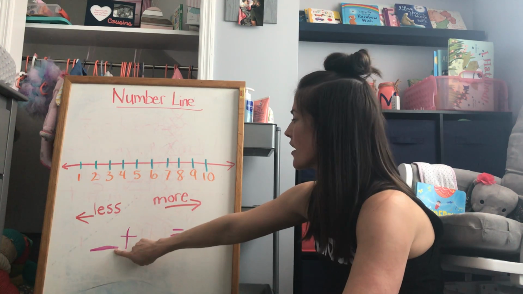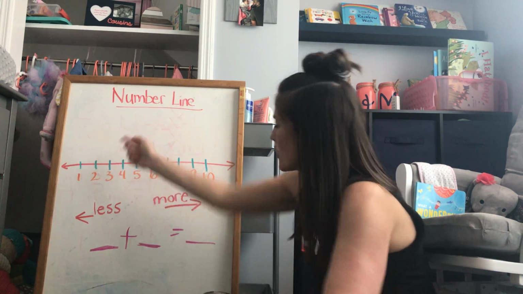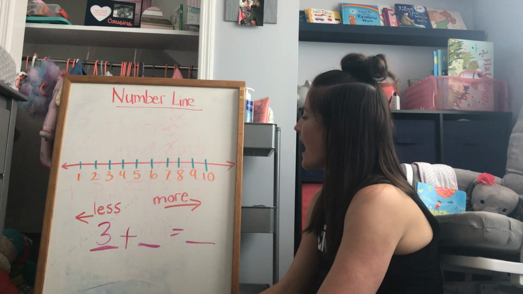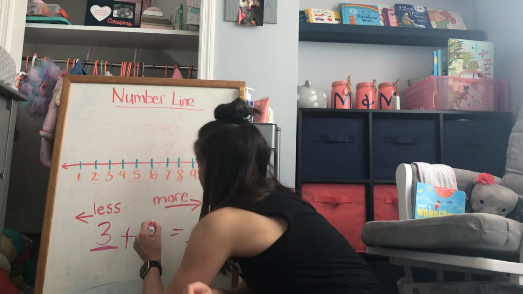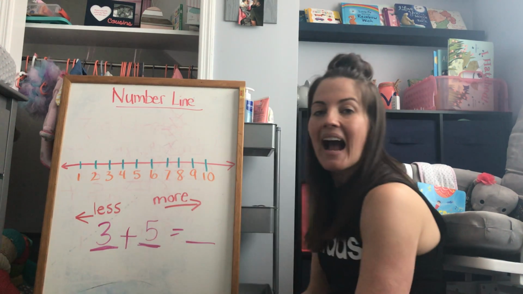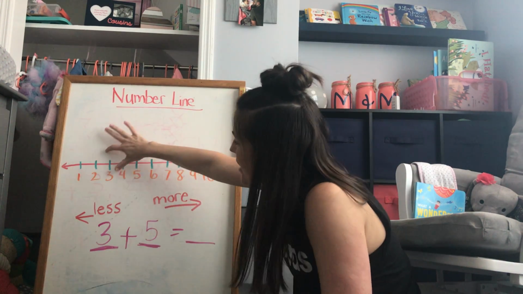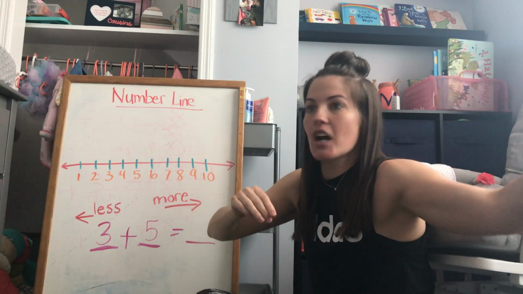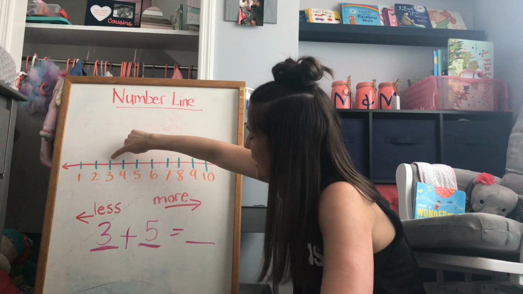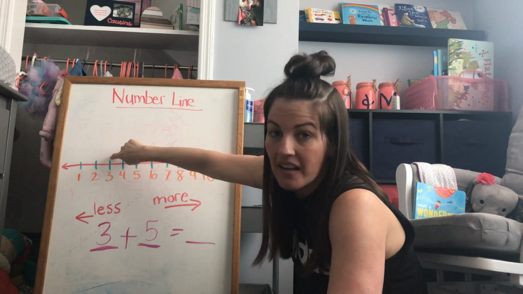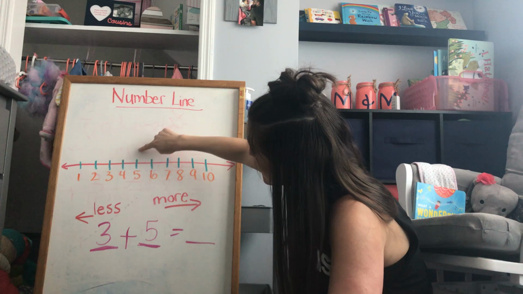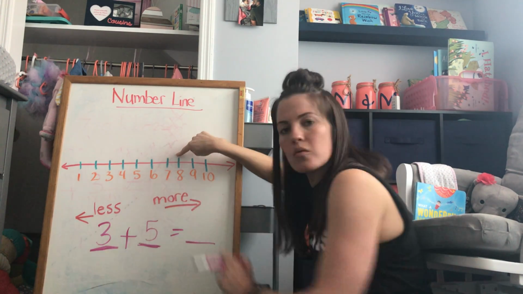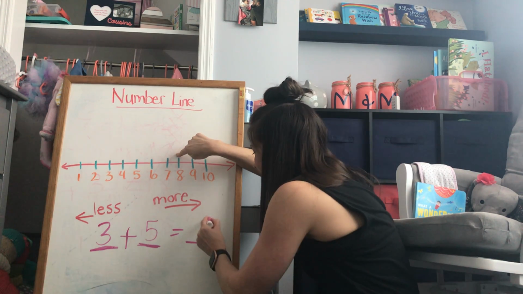So eyeballs up here. I'm going to pick a number. Let's go 3. So I've got a 3. And then I want to add 5. So I know when I add, I'm going to hop forward on the number line because then the number is going to get greater. So I'm going to start at the 3. Hop forward 5. Count to 5. 1, 2, 3, 4, 5. What number did I land on? 8. And that's my answer.